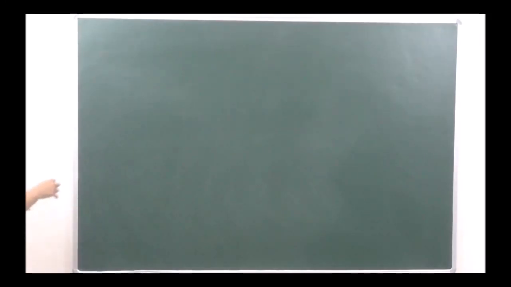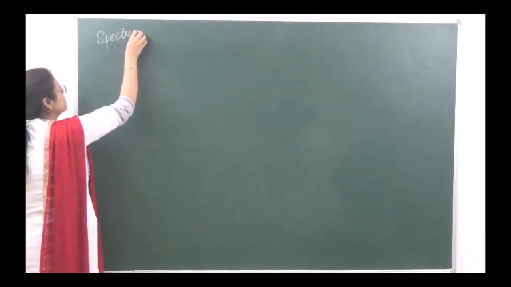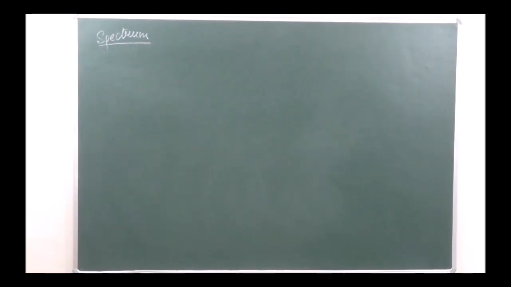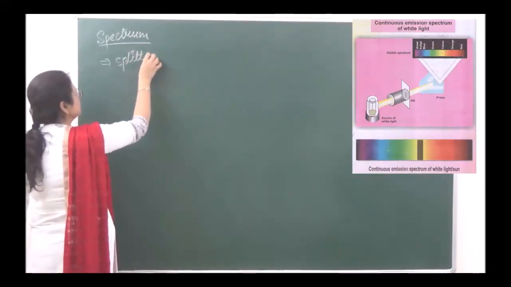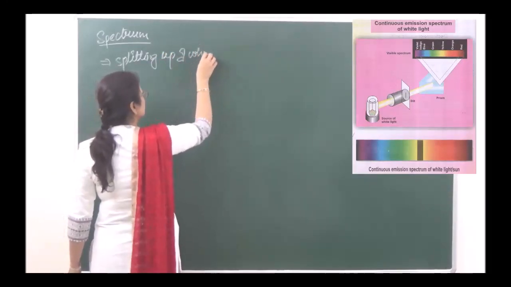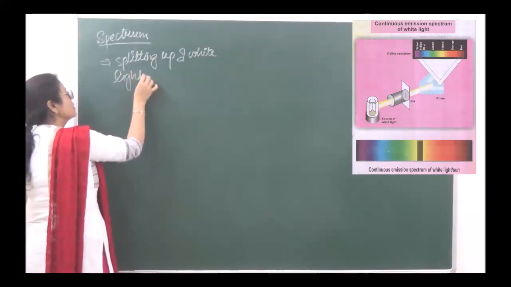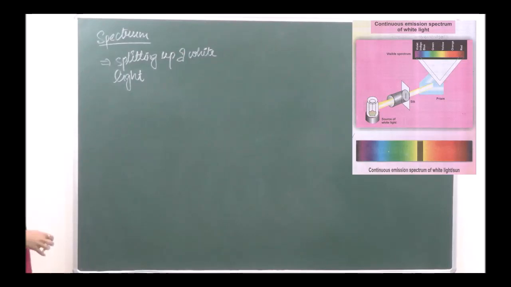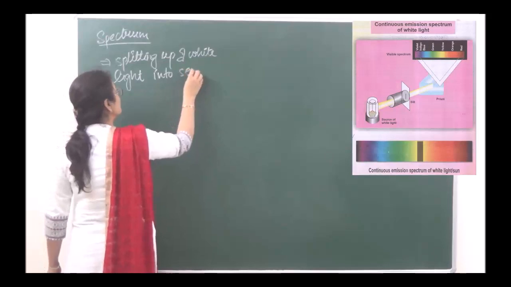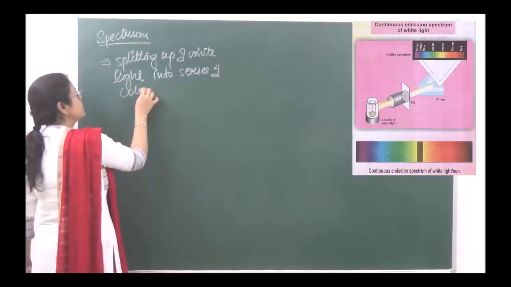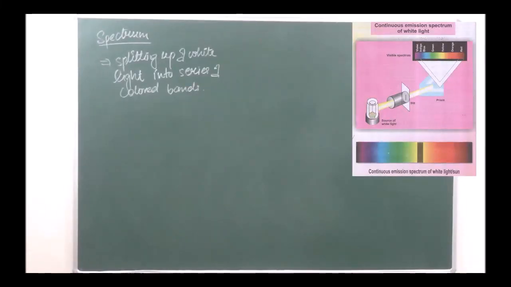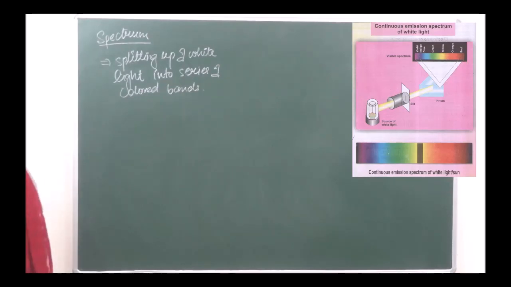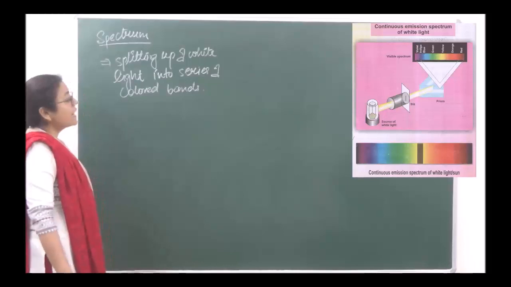Right? So let's understand what we mean by the term spectrum. Spectrum is the splitting up of white light into a series of colored bands. Colored bands or colored lines, that is what a spectrum is. Because when we are talking of the spectrum of an atom, it is going to give a series of colored lines. But when we are talking of the spectrum of a molecule, it is going to give us colored bands.